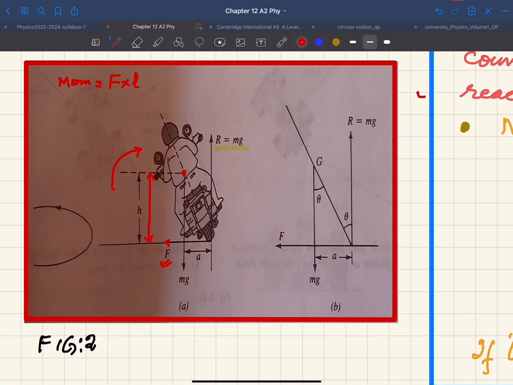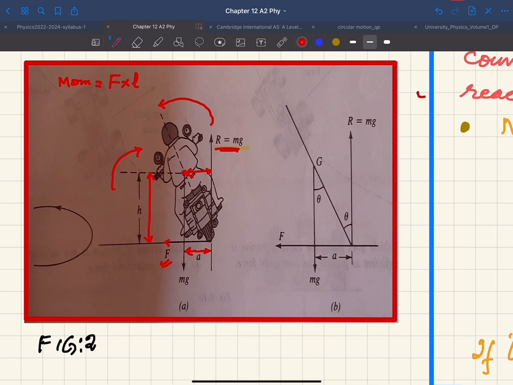But what will happen here, you simply can say that the normal reaction will have a perpendicular distance from your pivot. So where is this distance? This is the distance A. So simply you can say, now we have the turning effect anti-clockwise as well. Yani this R will give us the turning effect the other way round, or anti-clockwise.